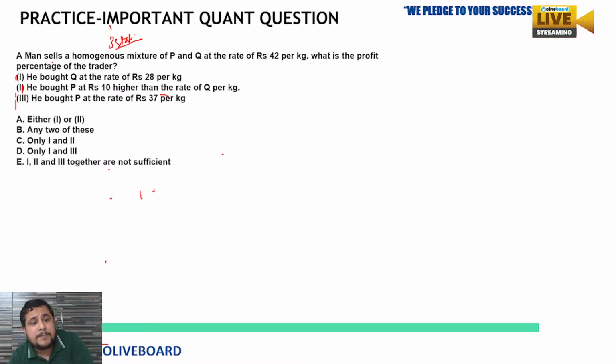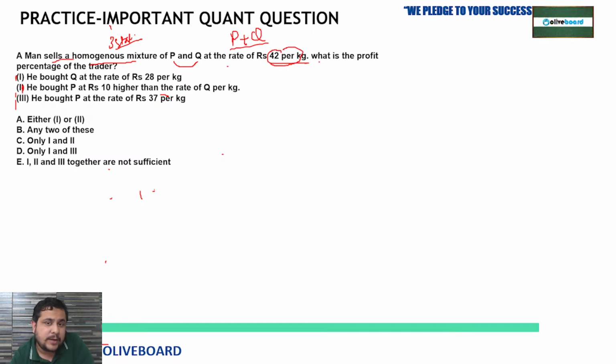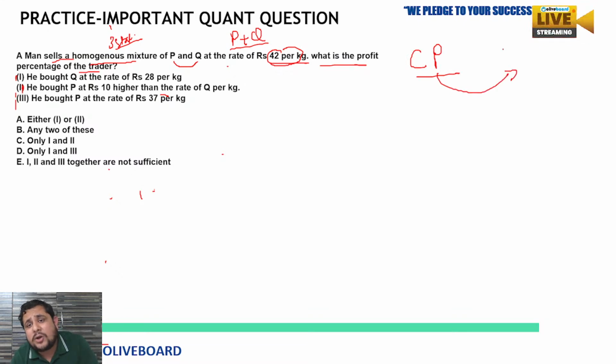What is given? A man sells a homogeneous mixture of P and Q at the rate of 42 rupees per kg. So he is selling the mixture of P and Q at 42 rupees per kg, right? Tell me, everyone. What is the profit percent of the trader? So profit and loss, some basics. Let's discuss some profit and loss basics. That profit depends on cost price or not.